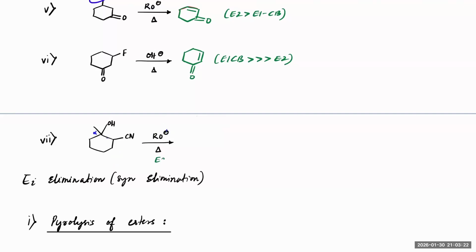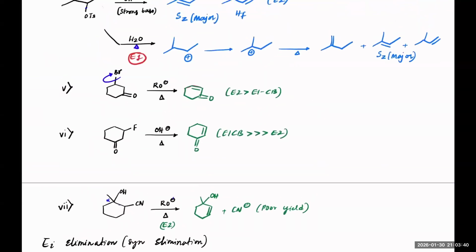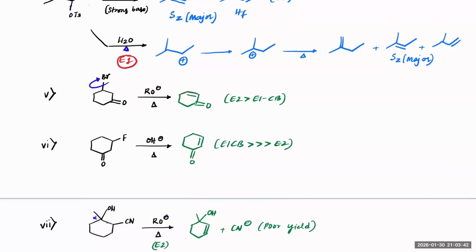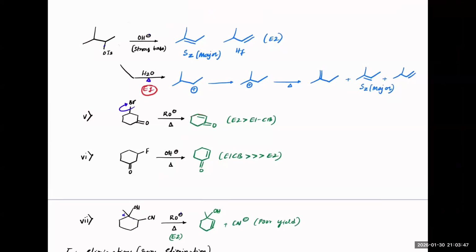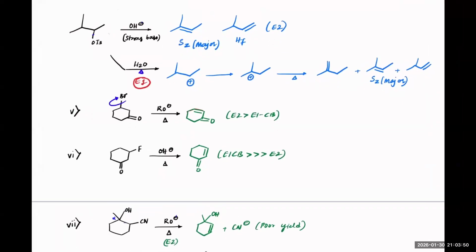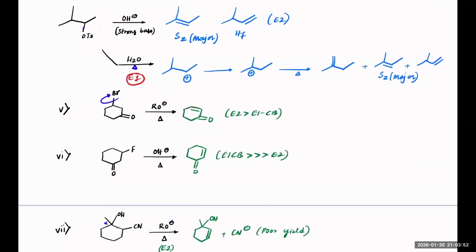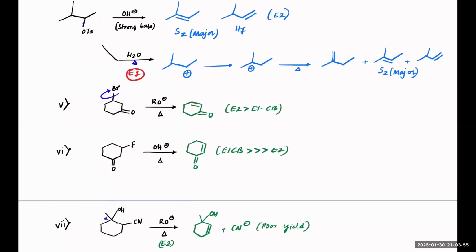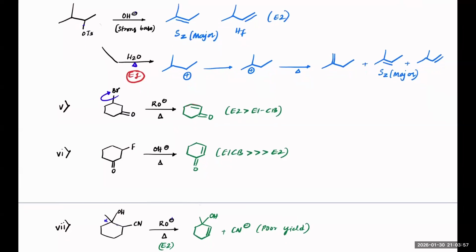Correct? So simple E2 mechanism, how does this happen? You'll have it like this with OH and double bond plus CN minus. But this is a poor yield because cyanide is a weak leaving group. It is a poor yield formation. So please do check. Any doubt?